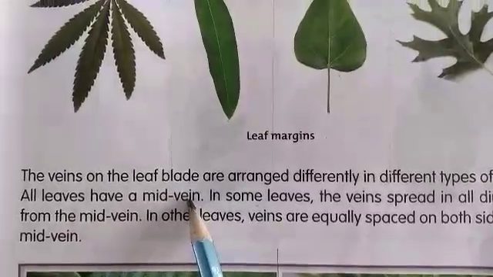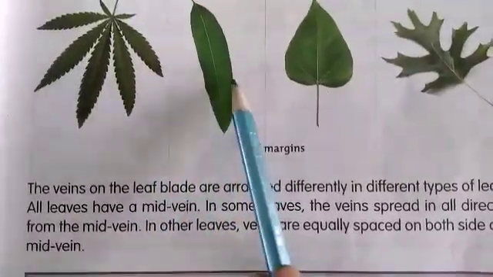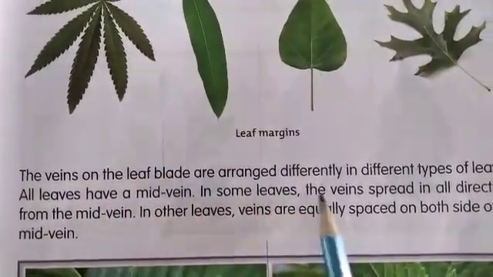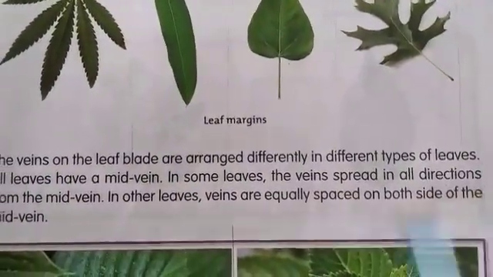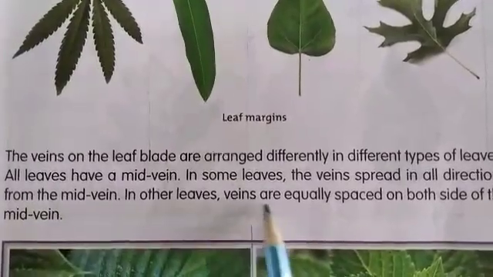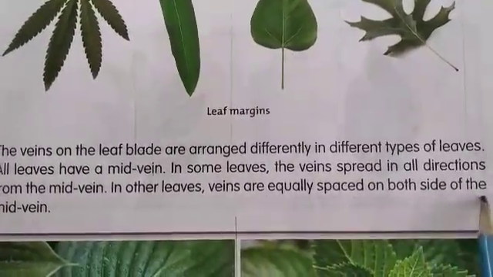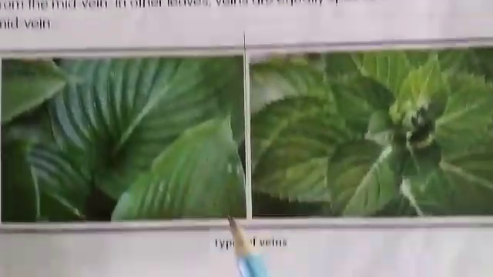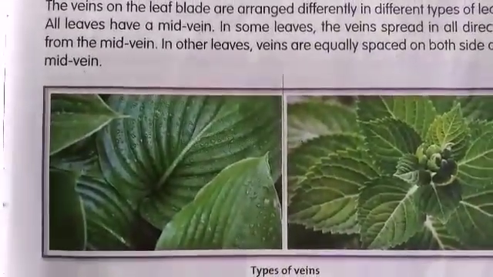All the leaves have a mid-vein. In some leaves, the veins spread in all directions from the mid-vein. In other leaves, veins are equally spaced on both sides of the mid-vein. So first you have to read the lesson. Now we'll see the practice questions, children.